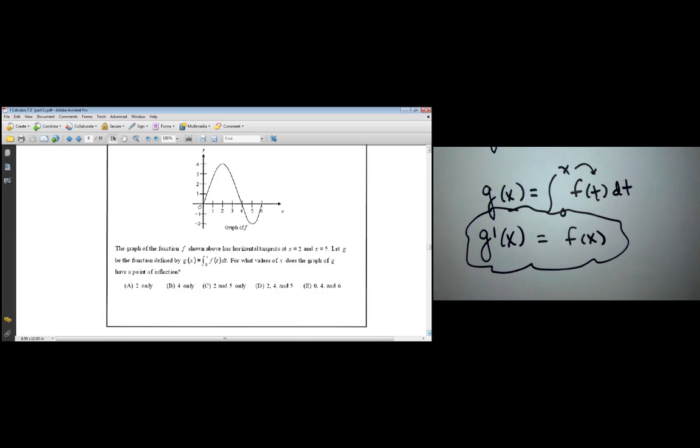So I know the graph I'm looking at is g prime, and it asks me, where does g have a point of inflection? This problem just became really easy. Where are they at? 2 and 5. That's it. So who wants to talk about that again? Or are we okay?